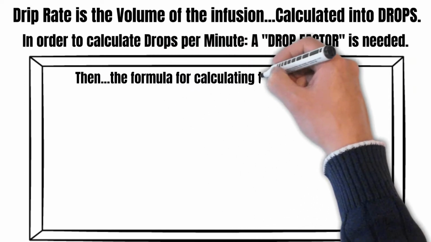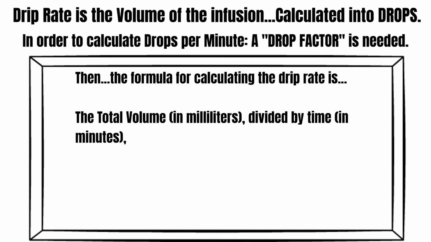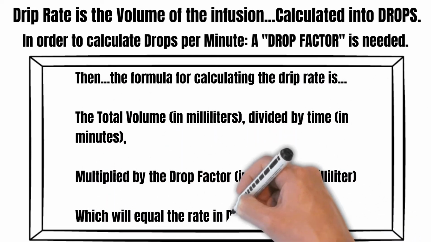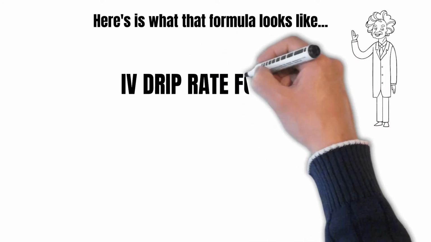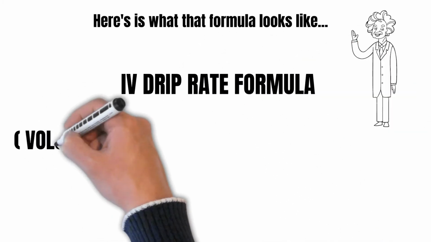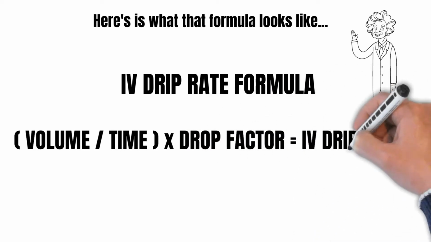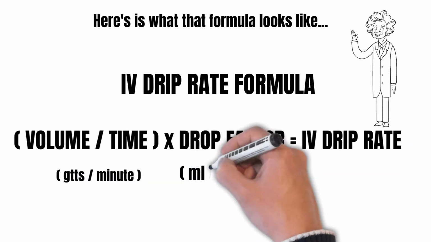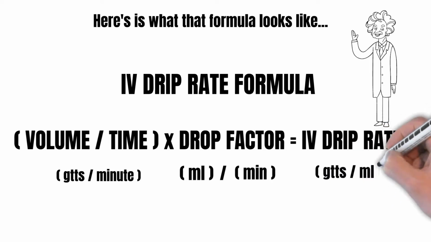Then, the formula for calculating the drip rate is the total volume in milliliters divided by time in minutes, multiplied by the drop factor in drops per milliliter, which will equal the rate in drops per minute. Here is what that formula looks like, the IV drip rate formula. We're going to take the volume divided by time multiplied by the drop factor equals the IV drip rate. That's the drops divided by minute multiplied by milliliter divided by minutes equals the drops divided by milliliter.